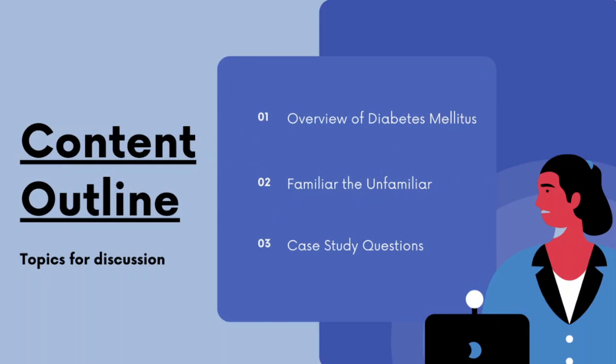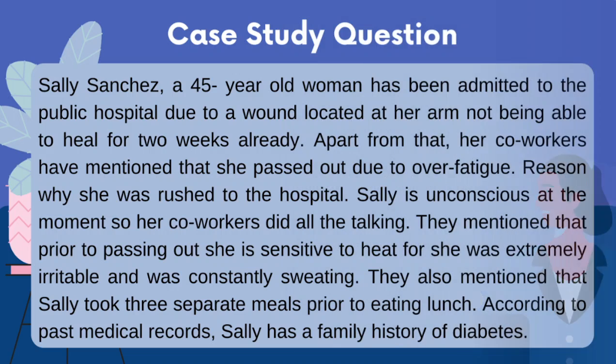So, for the content outline, we will briefly discuss an overview of diabetes mellitus, to familiarize the unfamiliar terms, and to answer the two case study questions. The first case study that we will discuss entails the endocrine system. Let's read first the problem.